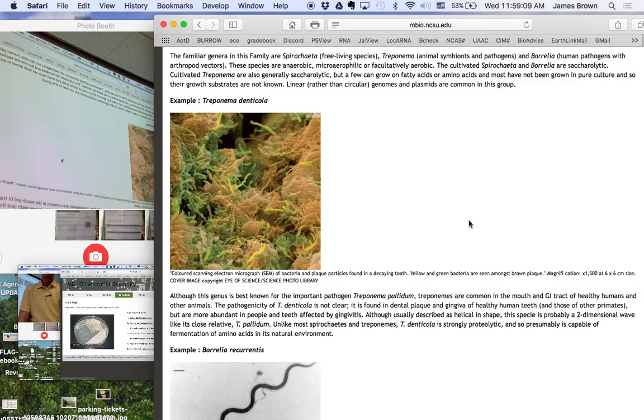Not a particularly nice one. Treponema denticola isn't like pallidum that causes syphilis, but it is associated with gingivitis. It turns out that it's not a pathogen in the traditional sense, but it is. There's a notion these days that not all diseases are caused by single specific pathogens, but by bad microbial communities. And this is a case of that, where tooth decay or particularly, I guess, gingivitis.